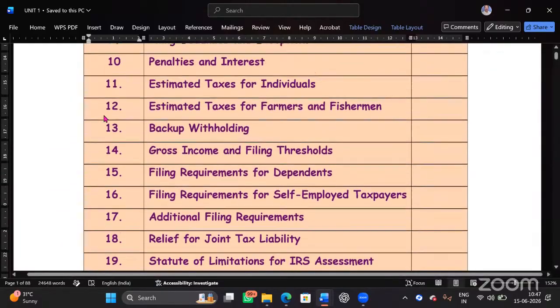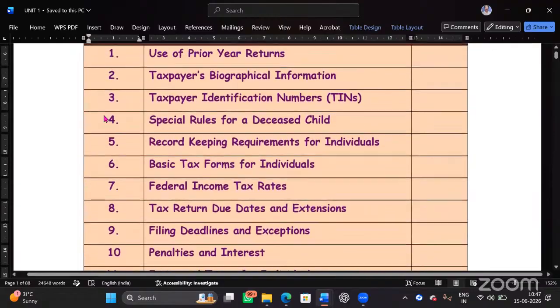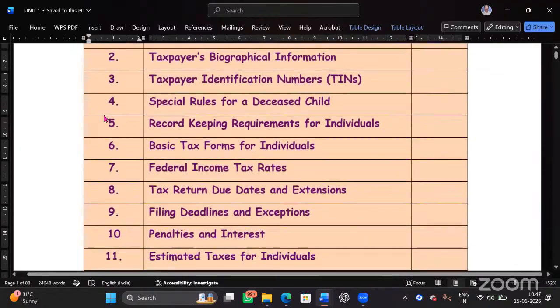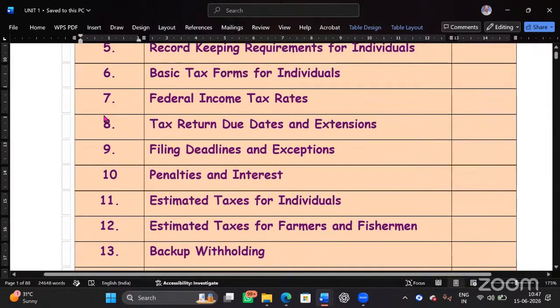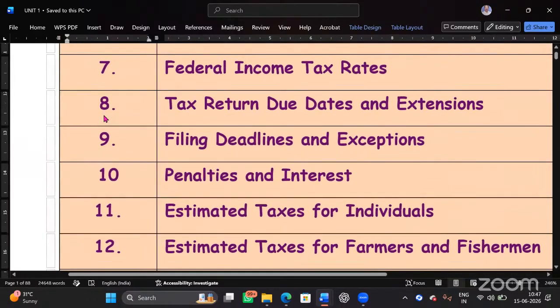That will be covered clearly. You have to wait, sir. Everything will be covered. Filing deadlines and item number 10, penalty and interest. Your question is relevant to the 10th subtopic, sir. It will be covered. Just wait.